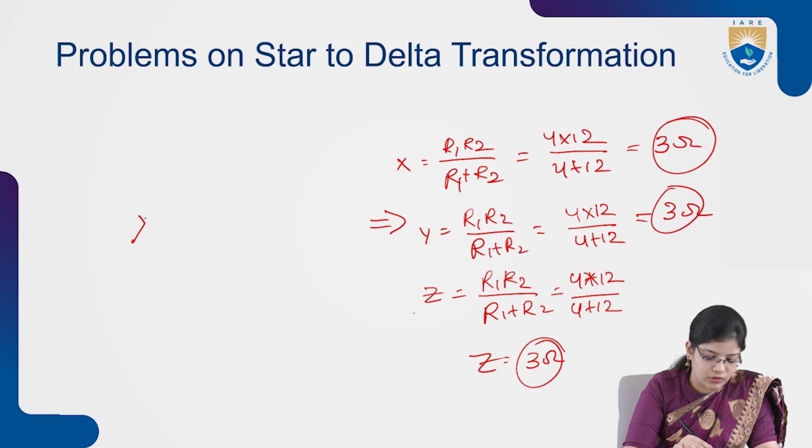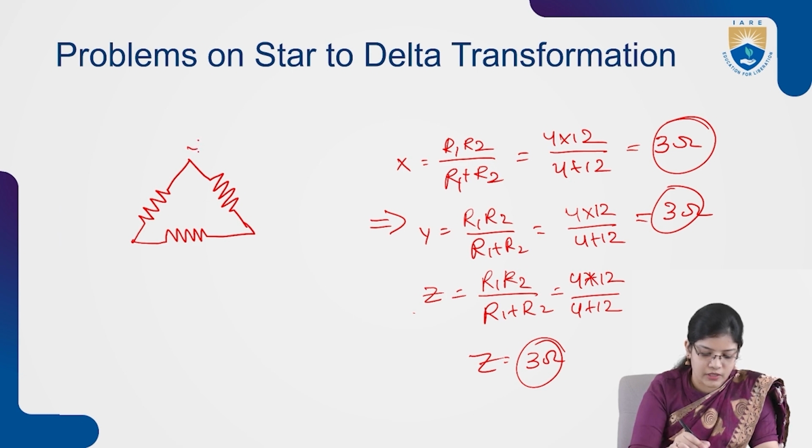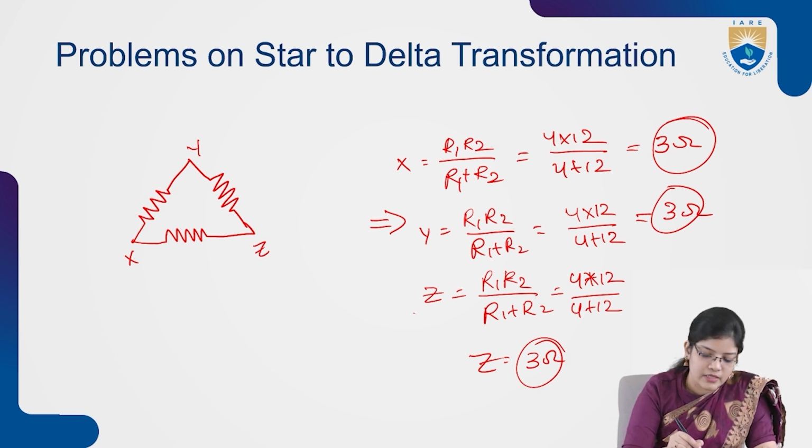So the delta network will be redrawn in this way. The terminals are taken as Y, X and Z. After reducing this circuit, we are getting the resistance across each element as 3 ohms, 3 ohms and 3 ohms.